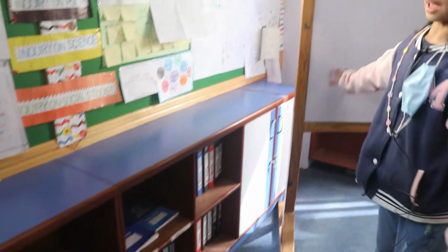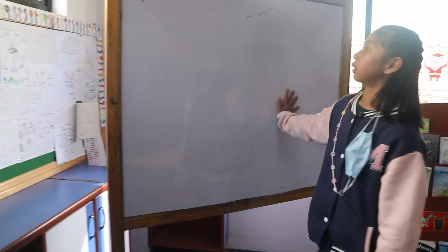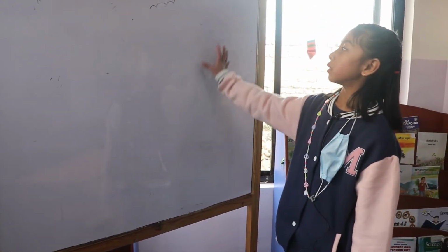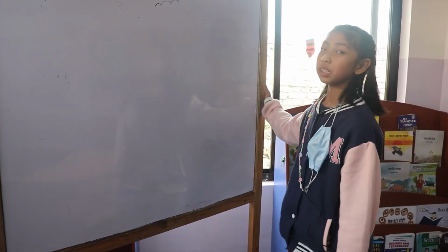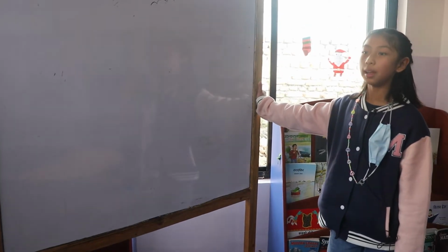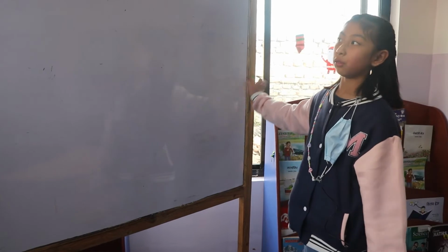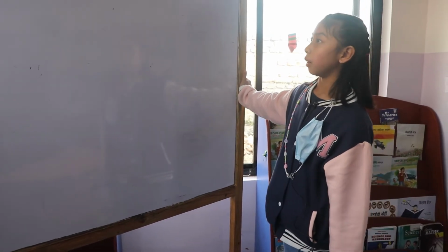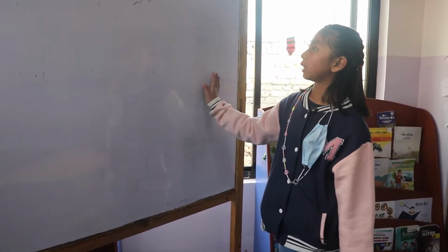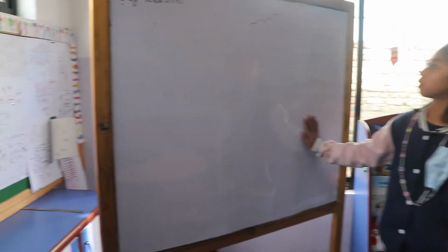Then what we have is our whiteboard. The whiteboard is very important. This is also very movable. If we want to put the whiteboard over there, we put it, and if we want to do it here, we do it here. We do many drawings and activities over here.